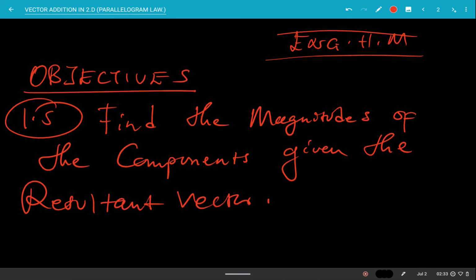Now, how do we find the magnitude of the components given the resultant vector? So the procedure is similar, not even similar, it's one and the same as the procedure we applied in objective 1. So let's understand this with an example.